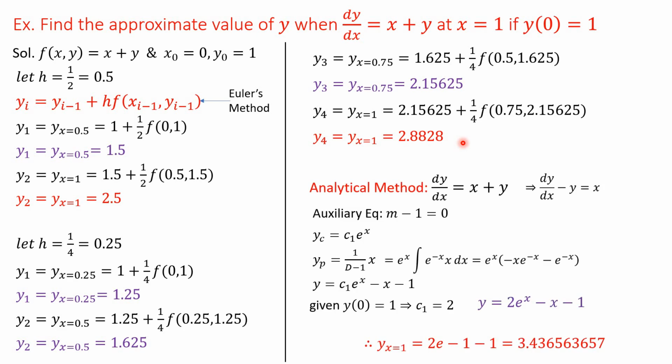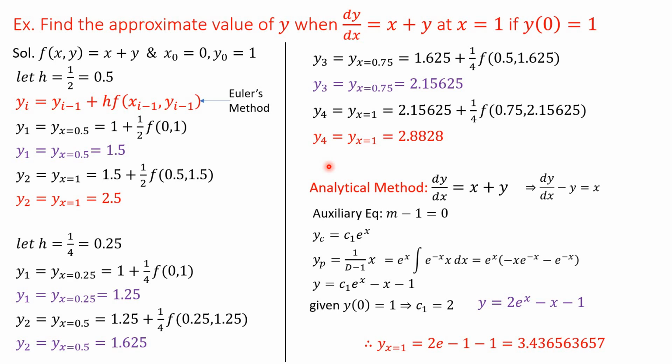Now let us solve this using analytic method, and you can see here this is the solution. y is equal to 2 into e raised to x minus x minus 1, and when you put x is equal to 1 you get the answer as 3.4365. Okay, so even these answers are not very close to this answer, but you can see when we take h is equal to 0.25 we get a closer value. So this is closer to this value than 2.5. So this is how Euler method works.